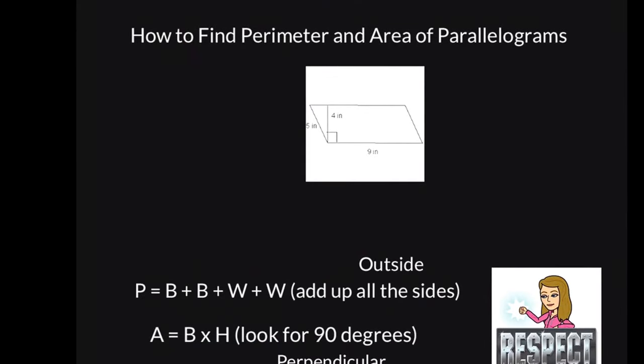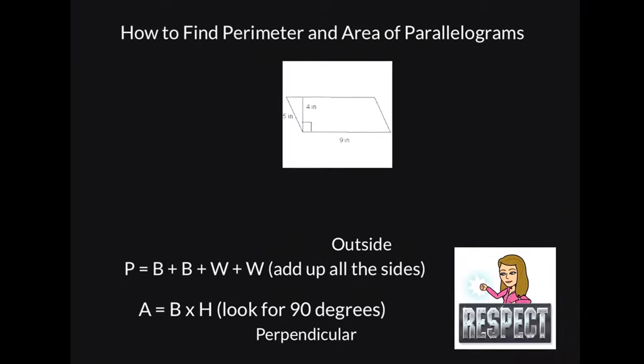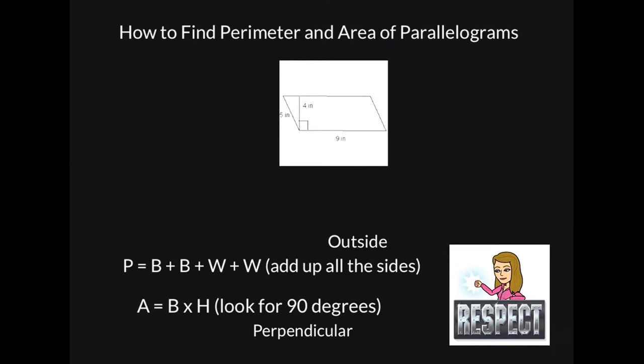To get you rocking and rolling on this new concept, I'm going to show you a few examples. This first example, I see a parallelogram that has a base of 9 inches, a width of 5 inches, and a height of 4 inches. I've already spied my 90-degree angle here, so I know that I'm going to need the 4 inches and 9 inches for the area. But let's start with the easy one.